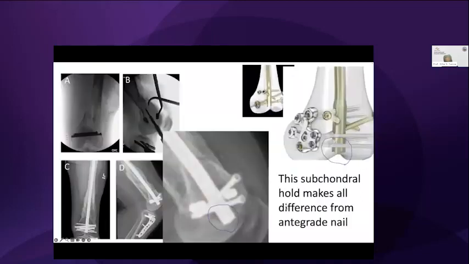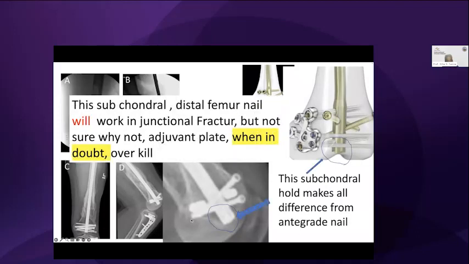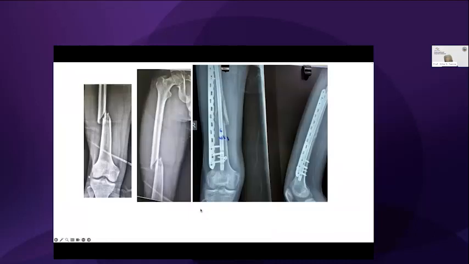But if in doubt, please don't hesitate and do whatever you desire. So 3, 4 screws is a good option for this in a distal femur nail, and that is the one which is an option. Antegrade 2-screw fixation lower down is not a good option at all. Thus, a subchondral distal femur nail will work in junctional fractures, but not sure. So why not an adjuvant plate when in doubt? Overkill is not a sin.